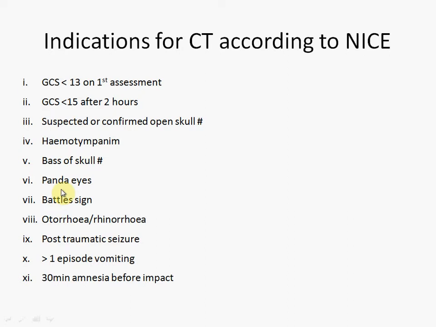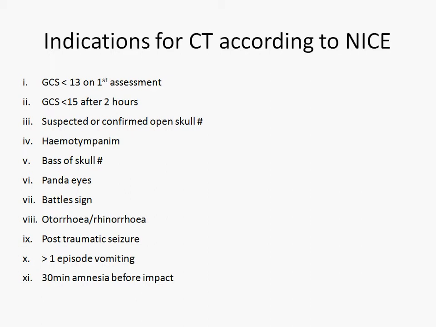So these indicate a serious head injury. So a GCS less than 13 on first assessment, GCS of less than 15 after 2 hours, that's 2 hours after the injury. If you suspect an open skull fracture, or there is a confirmed open skull fracture, you need a CT head. If you detect a haematoma, that's blood behind the tympanic membrane, you need a CT head. If you suspect a base of skull fracture, that's a CT head. If you see panda eyes, it's a CT head. If you see battle sign, it's a CT head. You get the point, I'm sure.